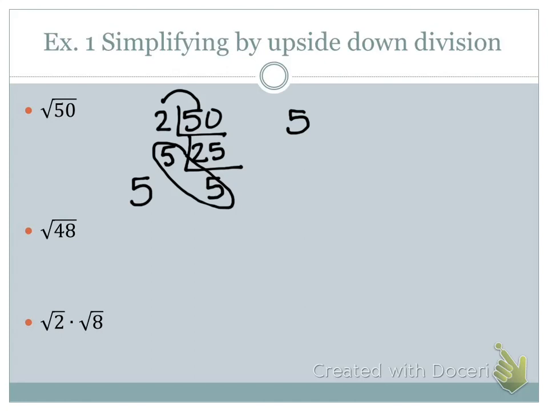Now, whatever you have left, 2, does not have a pair. It cannot be combined with anything. So whatever numbers do not have a pair go back underneath the square root symbol. And that is my simplified answer. But what is the one other thing I need? We learned about it on Friday. Positive, negative.